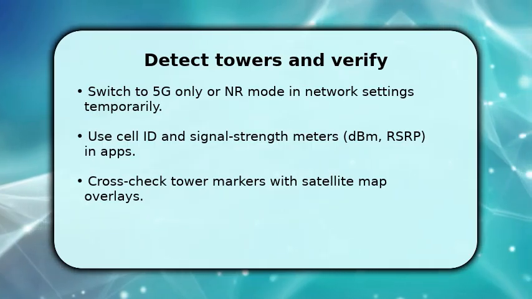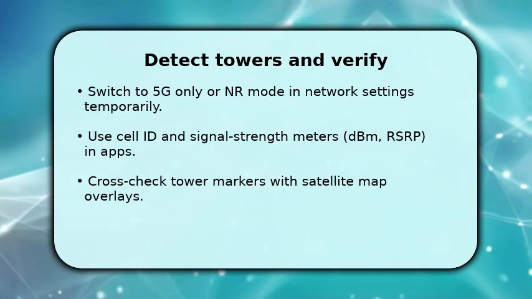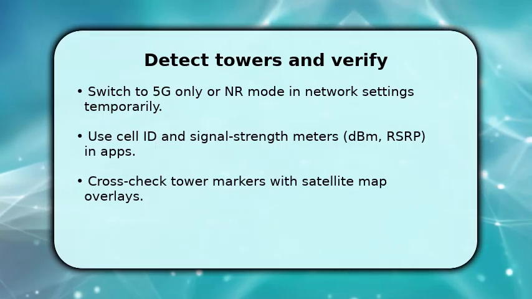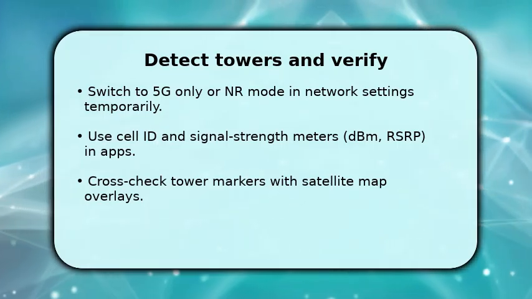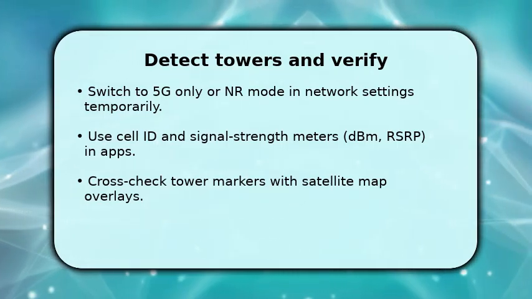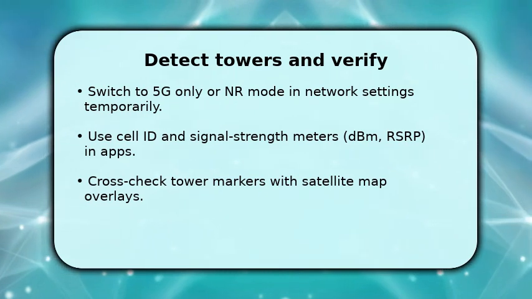Once you have cell ID, cross-check them with tower markers on the coverage map and turn on satellite overlay to see rooftops or masts. Make sure to log multiple readings while walking to triangulate the most probable tower.